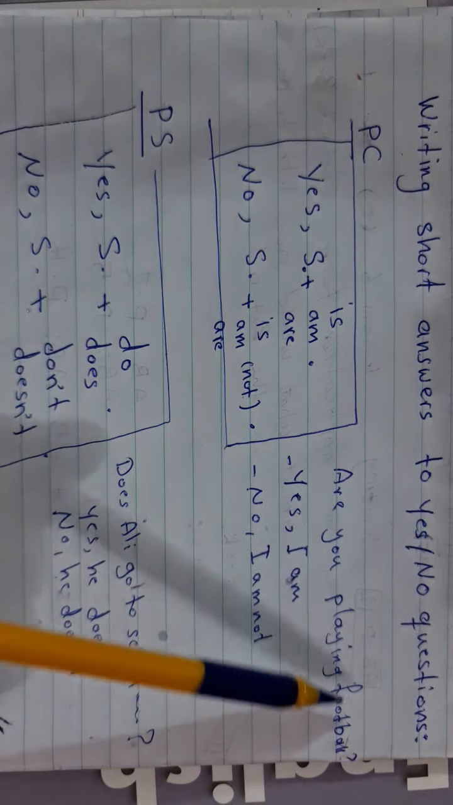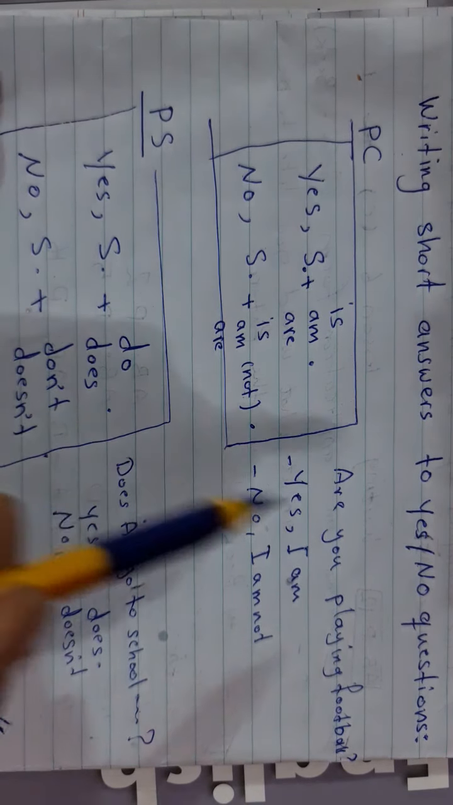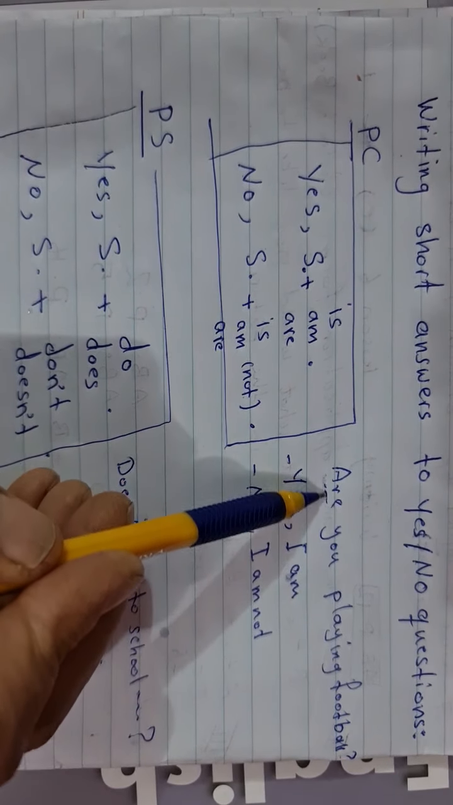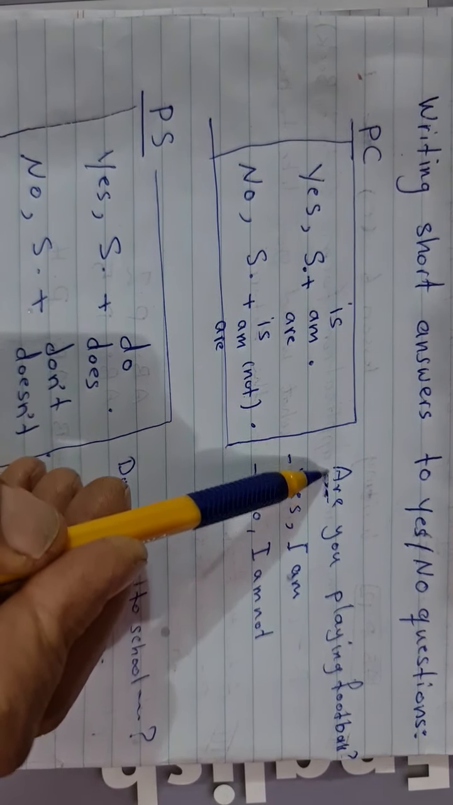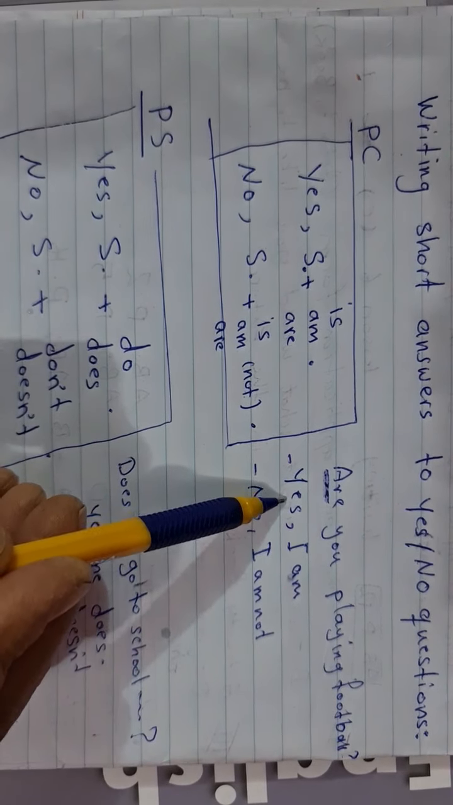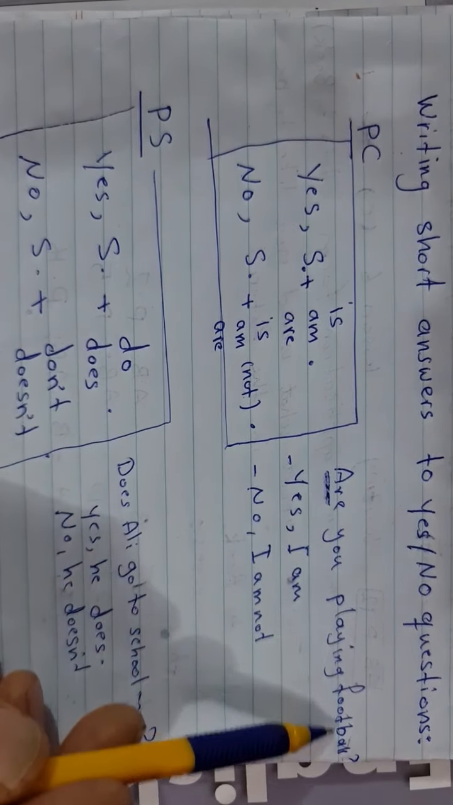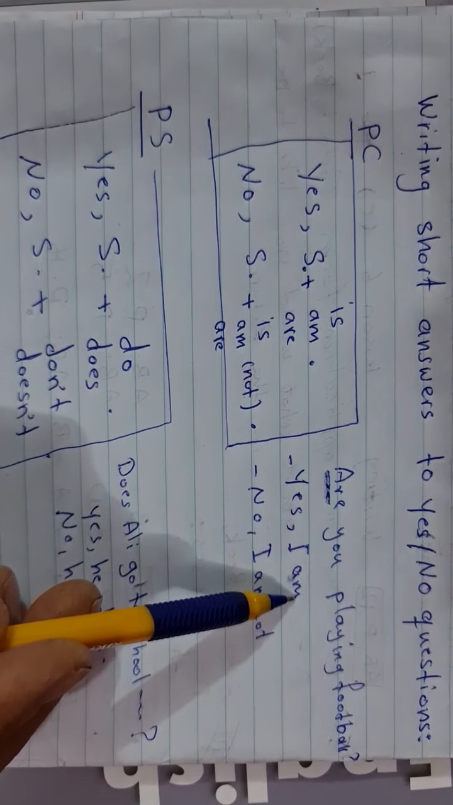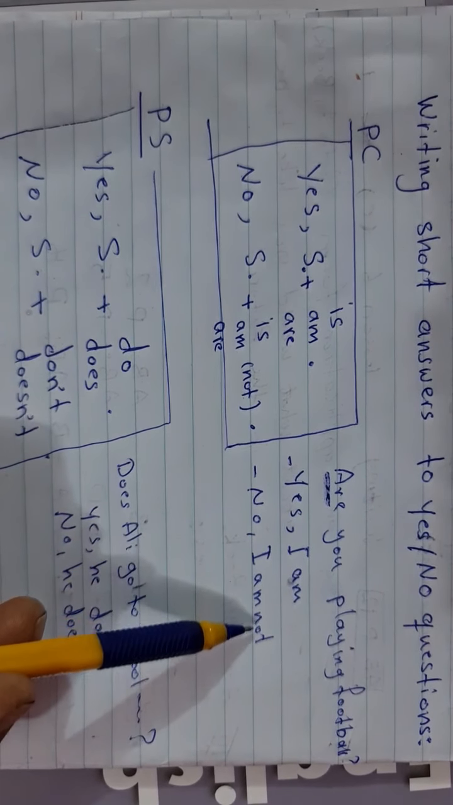Let's take two examples. Example number 1. Are you playing football now? Here we have a question that begins with a helping verb. So if the question begins with a helping verb, our answer should begin with yes or no. Are you playing football now? Yes, I am. Or no, I am not.